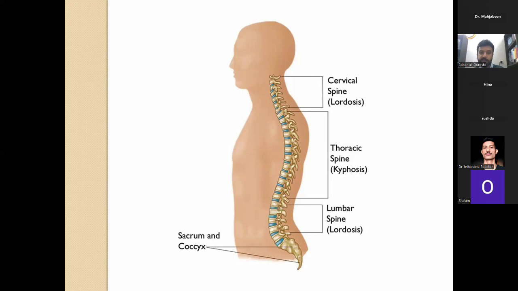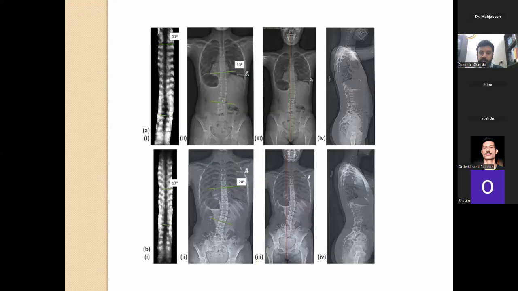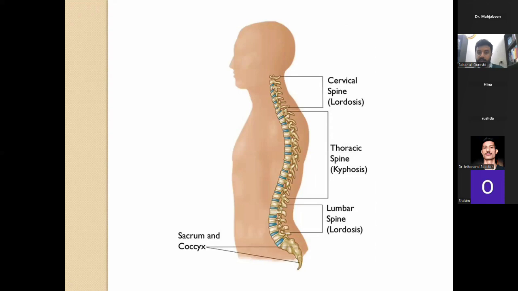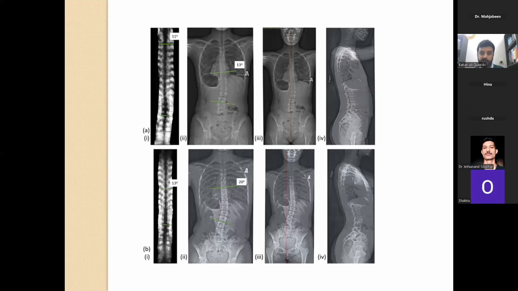If any of these curvatures is lost or reversed, it is an abnormality that we usually see in cases of back spasm, or in the case of any trauma, where the curvature is lost. So that is an abnormality. That is one important thing that we'll look for in the CT spine. We'll see it in the next cases.